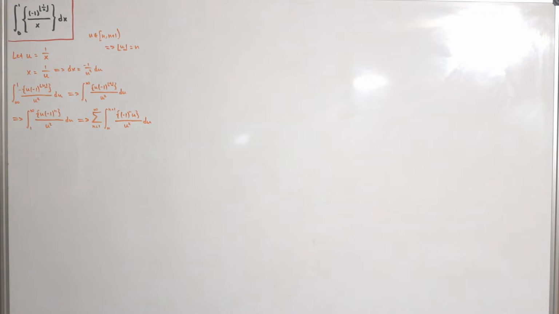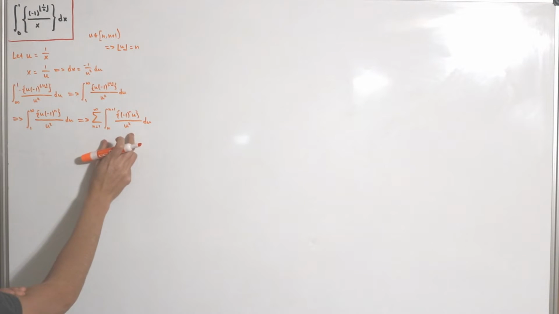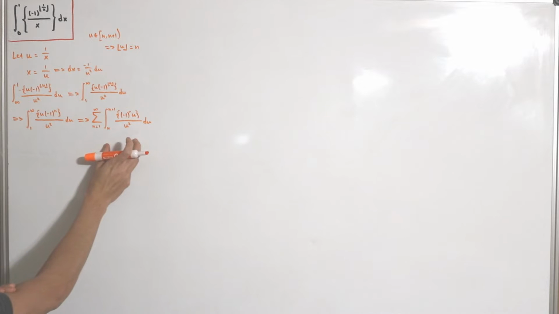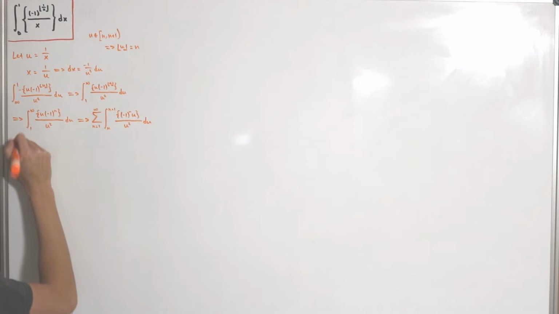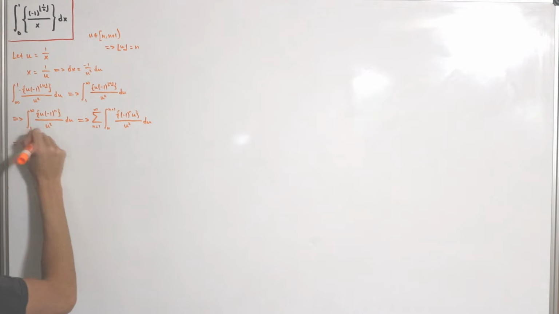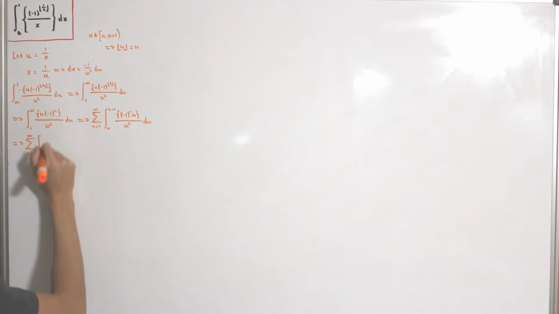So what I can do is split this into two different sums: one sum that takes account of the odd n, added to another sum that takes account of the even n. So for our first sum, we're taking account of the odd n, which means the lower bound will have to be changed to an odd number.